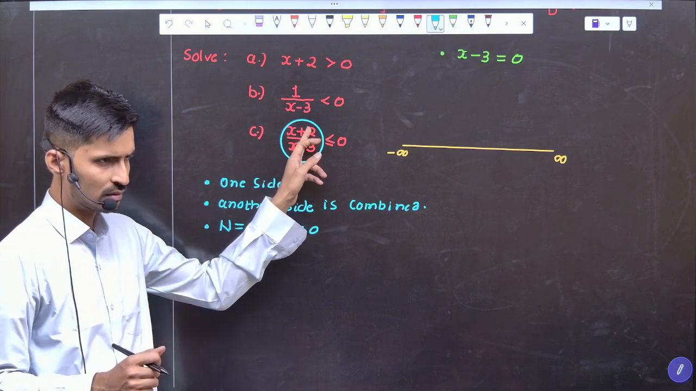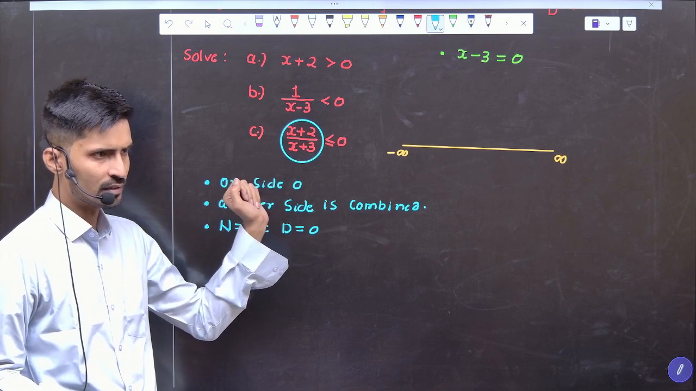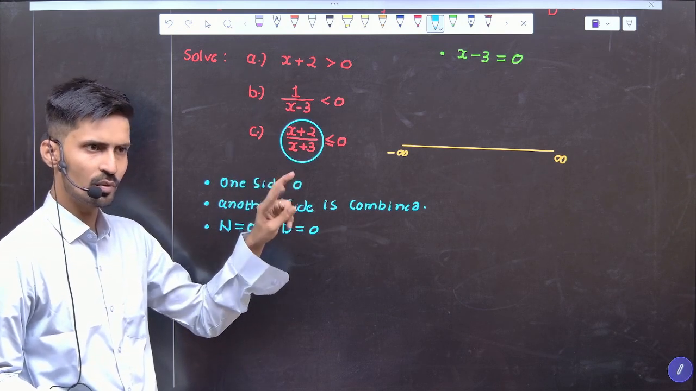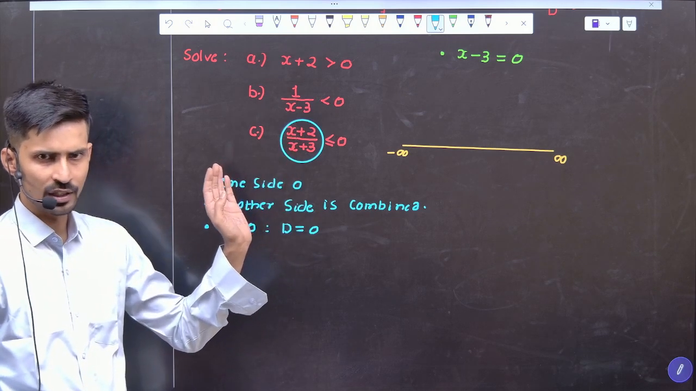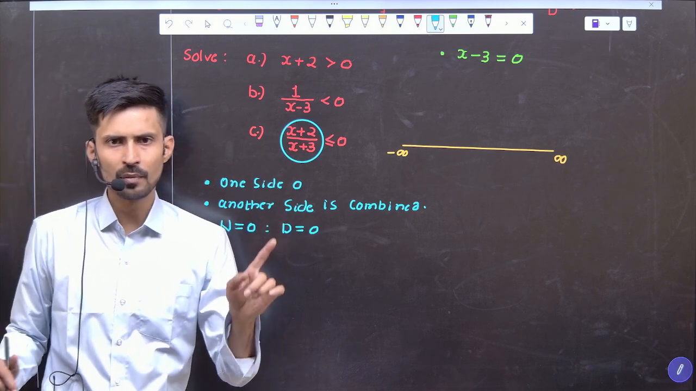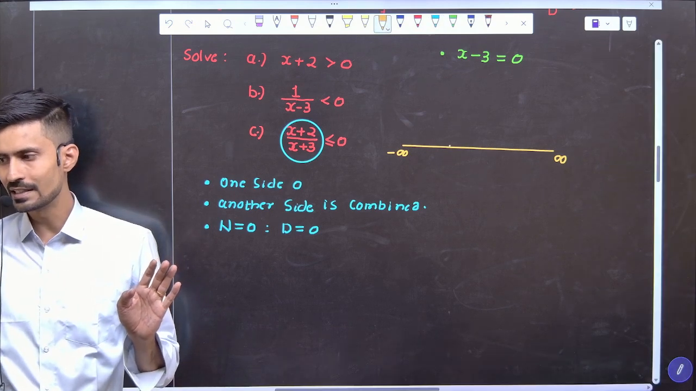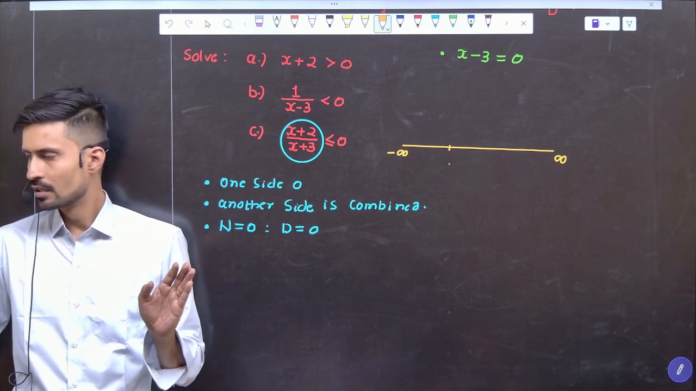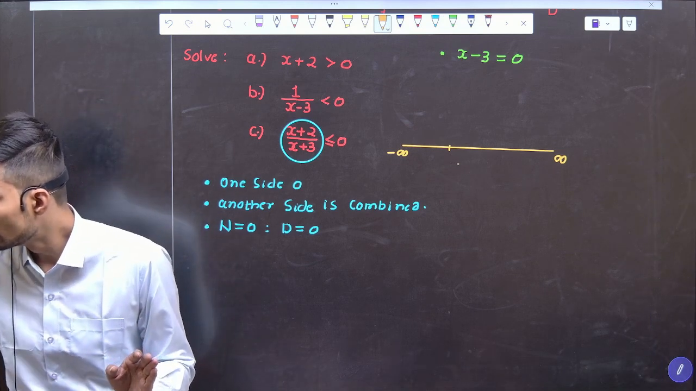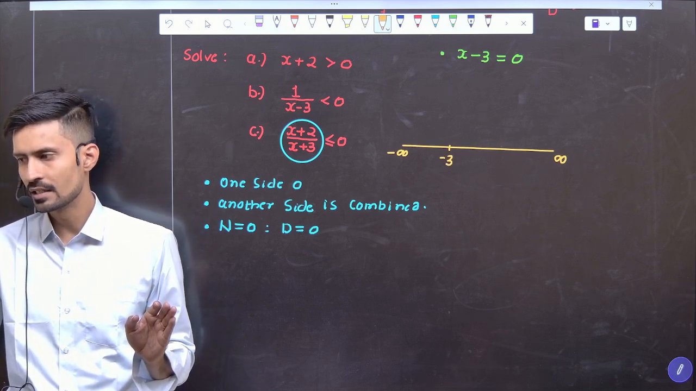Diksha, x plus 3 is equals to 0. What will be that number? Minus 3. So we got two numbers, one from numerator, one from denominator. What are those numbers? Minus 2 and minus 3. And both numbers I will put in increasing order. Which number is lesser, minus 2 or minus 3? Minus 3. And next is minus 2.